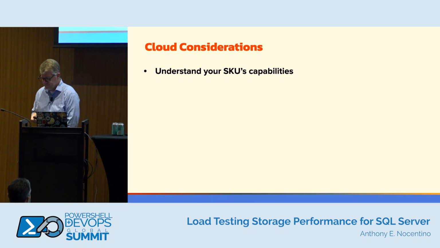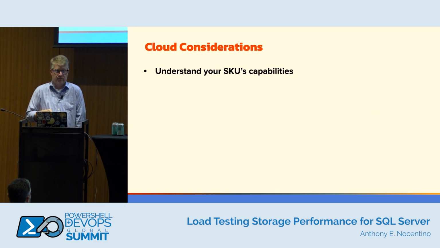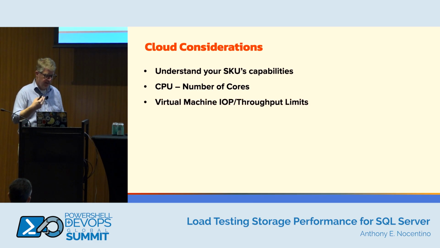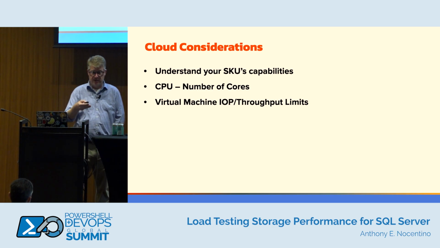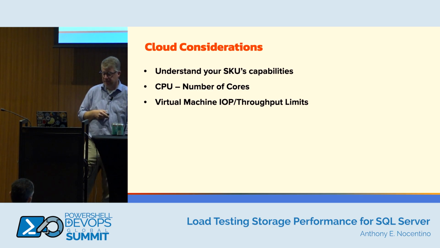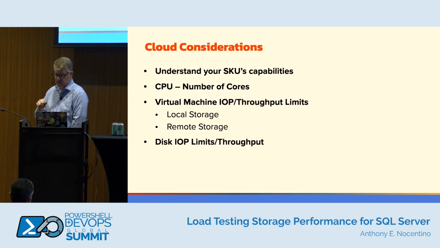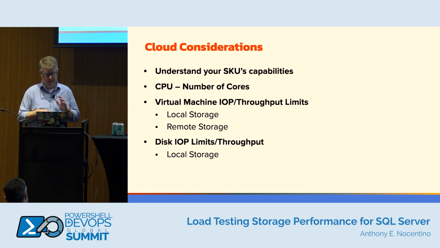In the cloud, we want to understand, again, what we're paying for, right? If I buy a VM SKU, it's going to have a number of cores, it's going to have a number of IOPS and throughput limits associated with the SKU or the model, I guess for lack of a better term, of the VM that I'm consuming, right? It's going to have limits for local storage, remote storage, and it's also going to have individual disk limits in terms of IOPS and throughput. And so, again, for local and remote.